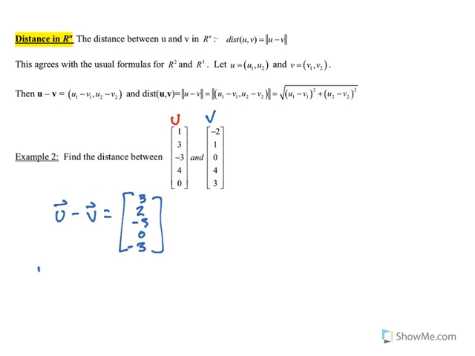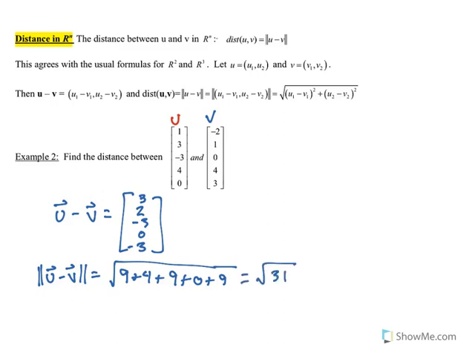And then I need the magnitude of that. So the sum of squares: 9 plus 4 plus 9 plus 0 plus 9. All right, so I've got 31, square root of 31. That's the distance between those two. And again, think about the fact that the distance between two 5-dimensional things can be reduced to some scalar. What does a scalar even mean? Just some meta questions for you.